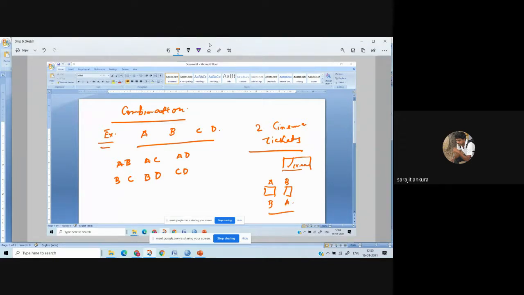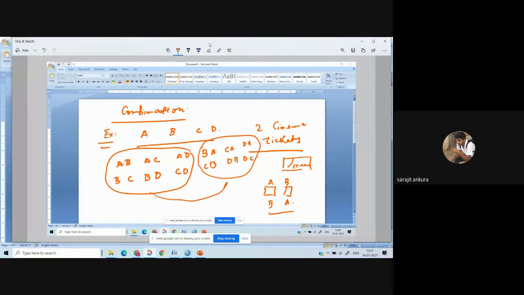So AB can change to BA. AC can change to CA. This is DA. This is CB. This is DB. This is DC. So just to check, this is any arrangement. This is another arrangement, and these are called all arrangements.